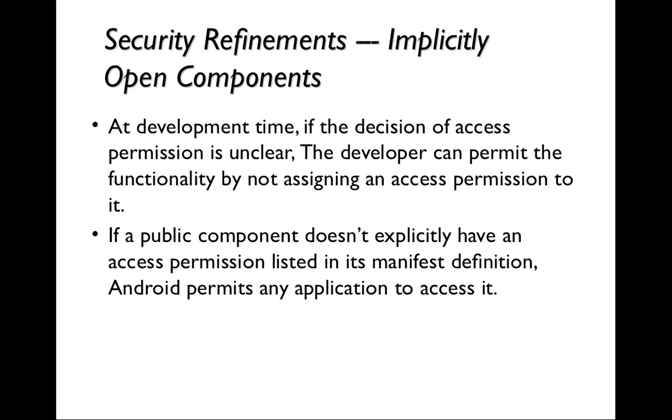So in terms of implicitly open components, at development time, if the decision of access permissions is unclear, a developer can permit the functionality by not assigning an access permission to it. By default, when you create a brand new Hello World program, you have no permissions set. So you basically start with a clean slate, and then you start adding permissions. And then you start opening up the door.